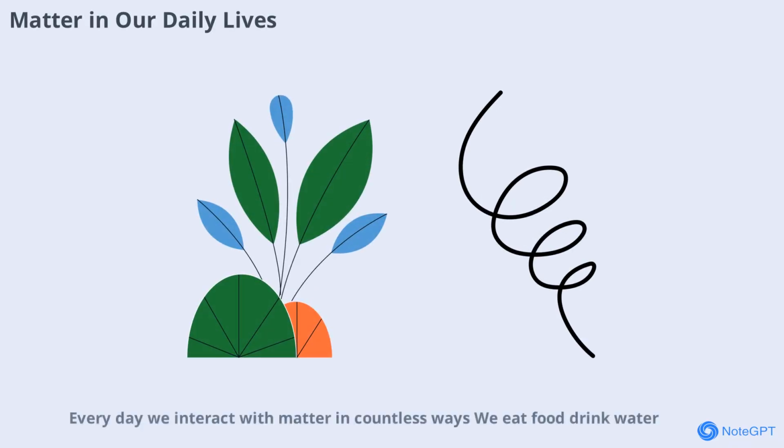Every day we interact with matter in countless ways. We eat food, drink water, breathe air, and use objects made from different materials. Understanding the states of matter helps us make sense of these experiences. For example, knowing why ice melts or why water boils can help us in cooking, cleaning, and even in science experiments at school.